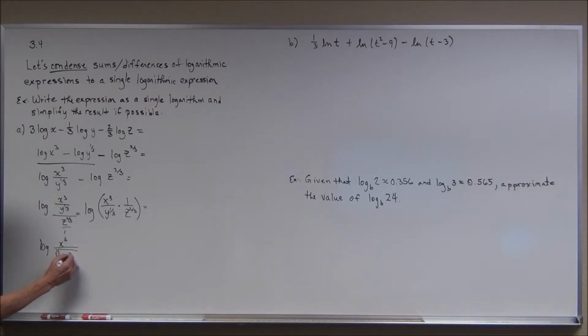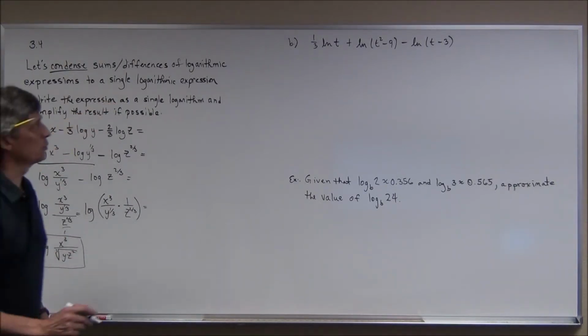Y times z squared. Now, again, you may think, well, I shouldn't leave a radical there, I should multiply top and bottom by the cube root of y squared z. I think we're fine here for this particular kind of problem. And that's my answer.